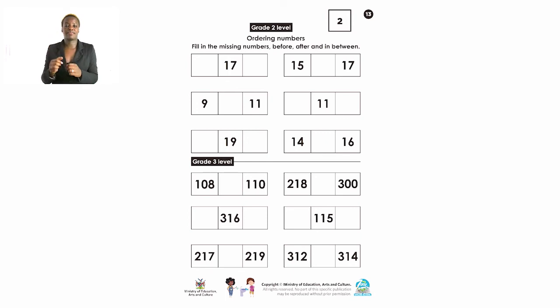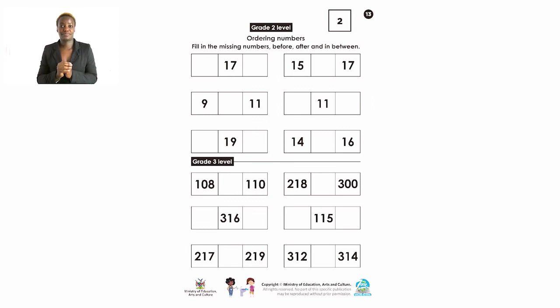And then we move on downwards to grade 3 level. Ooh, now we are having bigger numbers here. We are in the hundreds. All right. So between 108 and 110. What number do we find in the middle? As we are counting 108, and then we say 109. Very good. So we have 109 in the middle of, or in between, 108 and 110.